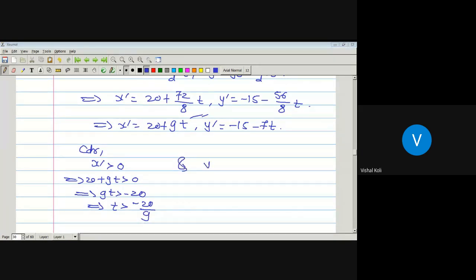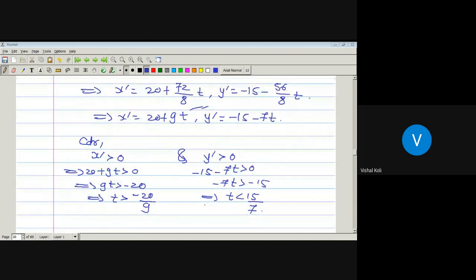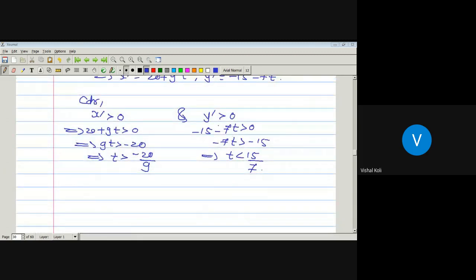And similarly y dash is greater than 0. That is minus 15 minus 7t is greater than 0. Minus 7t is greater than 15, so multiply both sides by negative, and we get t is less than minus 15 divided by 7. So actually t lies between minus 20 divided by 9 and minus 15 divided by 7. Here the sign flips whenever we multiply both sides by minus 1.